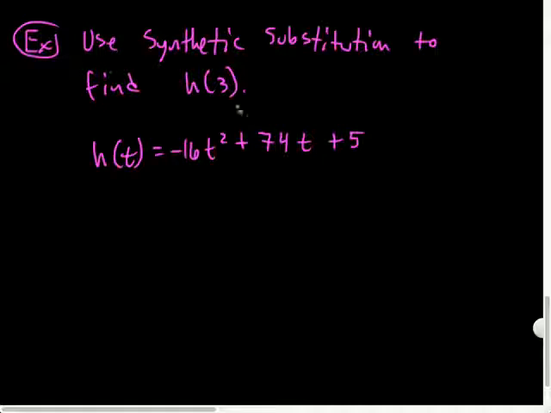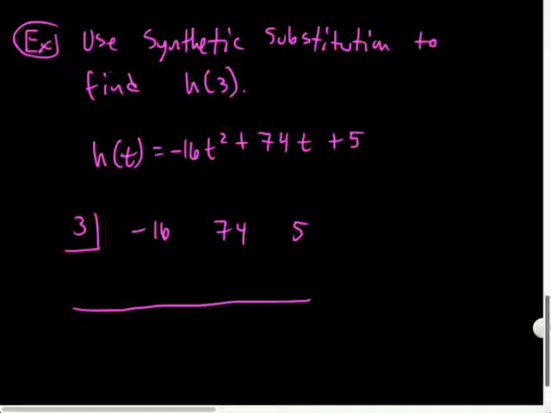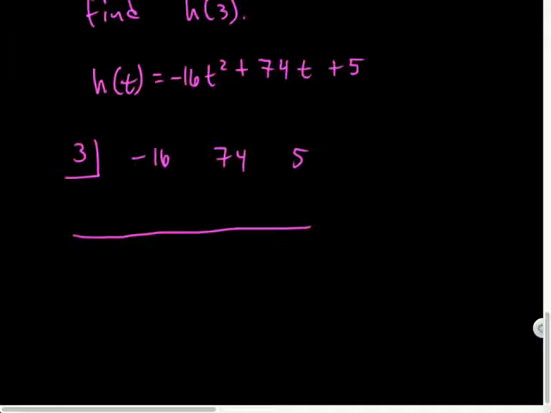So if I want to figure this out, well, check this out. Let's see, h of 3. So I'm going to synthetically divide by 3 here. All right? And let's see, what am I going to plug in here? Negative 16, 74, and 5, all over. And let's do this.